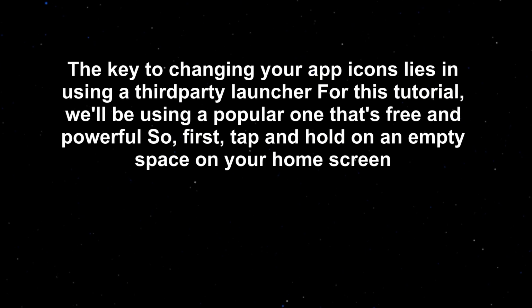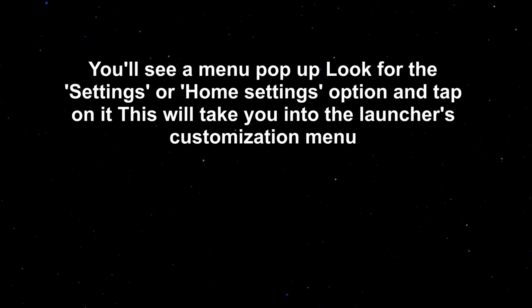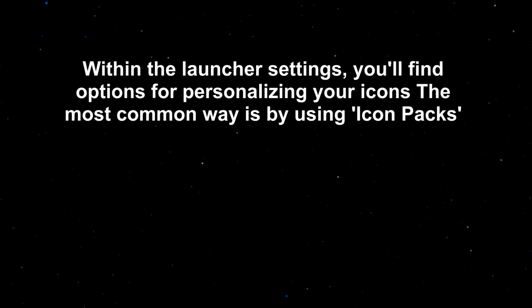We'll be using a popular one that's free and powerful, so first, tap and hold on an empty space on your home screen. You'll see a menu pop-up. Look for the Settings or Home Settings option and tap on it. This will take you into the launcher's customization menu. Within the launcher settings, you'll find options for personalizing your icons.